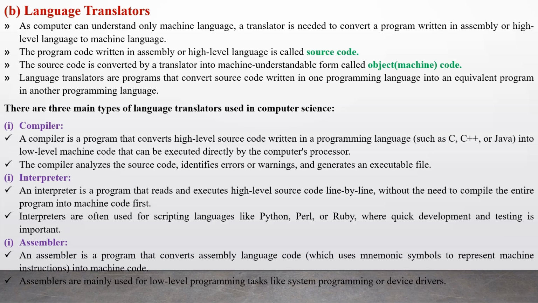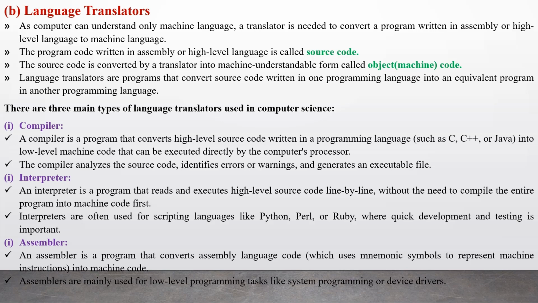The program code written in assembly or high-level language is called source code. The source code is converted by a translator into machine-understandable form called object-machine code. Language translators are programs that convert source code written in one programming language into an equivalent program in another programming language. There are three main types of language translators used in computer science.